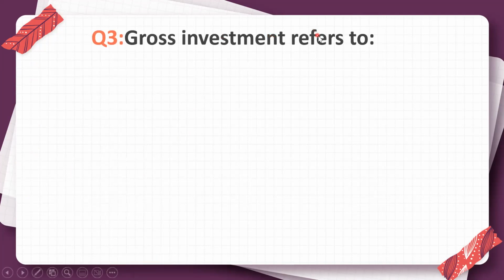Gross investment refers to... and we had in the face-to-face sections the meaning of gross, and we said the gross meaning is including depreciation. So if we have gross investment, we include depreciation in it. If we have gross domestic product, we have the depreciation. If we have the gross national product, we also have the depreciation.